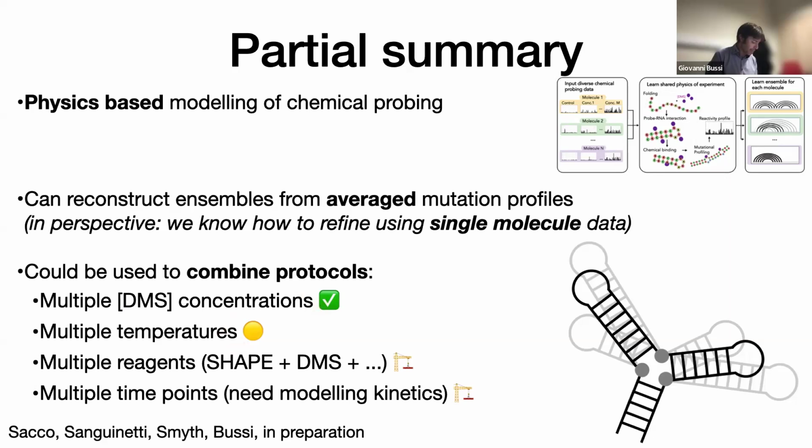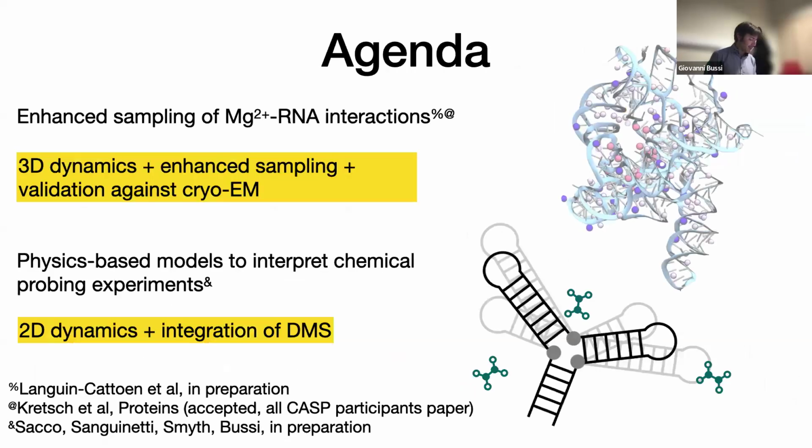I already showed you how you can combine multiple DMS concentrations. We tried to combine also multiple temperatures. In principle, one could extend the model straightforwardly to combine different reagents, just adding a number of parameters, like SHAPE and DMS experiments on the same molecule. And one could even try to model experiments taken at different time points, modeling the kinetics by which DMS interacts with RNA. Okay, so this is just to wrap up.